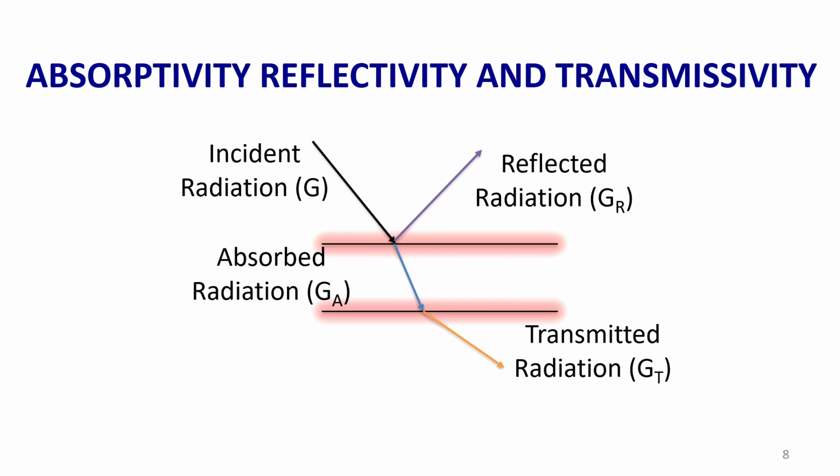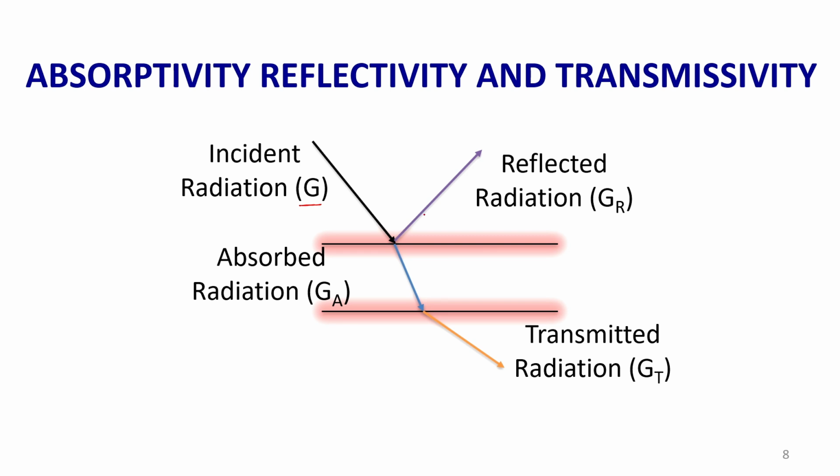Let us see the difference between the terms absorptivity, reflectivity and transmissivity. Here this is the surface on which the radiation is falling. The total radiation falling on the surface, I have used the letter used in standard textbooks, capital G, is the radiation incident on the surface.